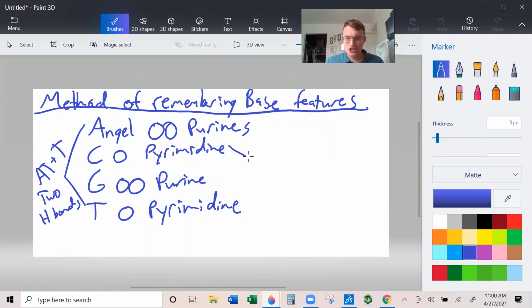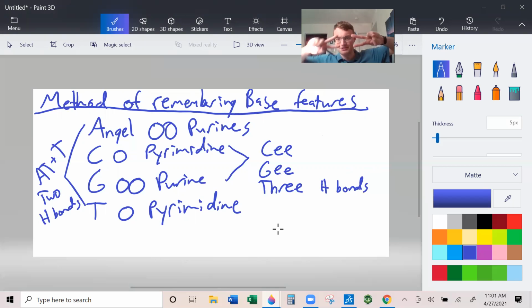And C and G, if I were to spell out C and G, you got C and G make 3 hydrogen bonds. So that's a way to remember it: A and T make 2, C and G make 3 hydrogen bonds between each other. So A and T make 2 hydrogen bonds, C and G make 3.